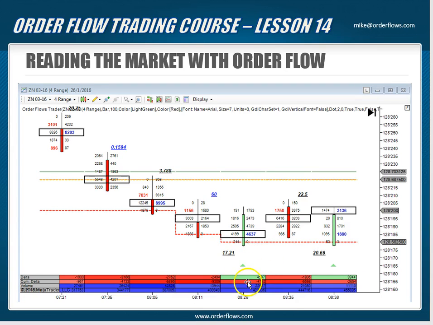But what you're seeing, some strong buying come in. Even though we hit the low, boom, there's buying coming in right after. You're seeing buying imbalances, buying imbalance.